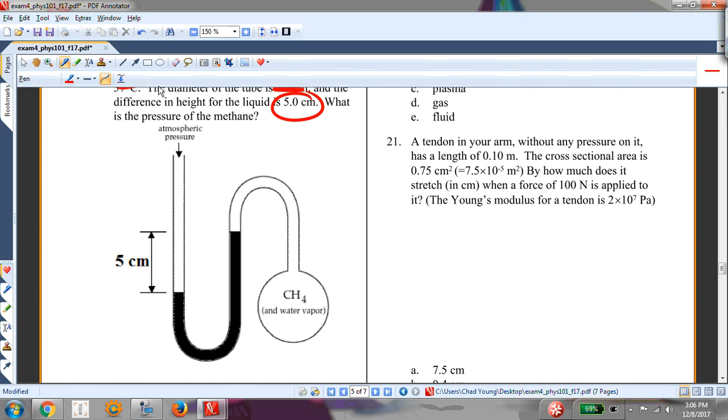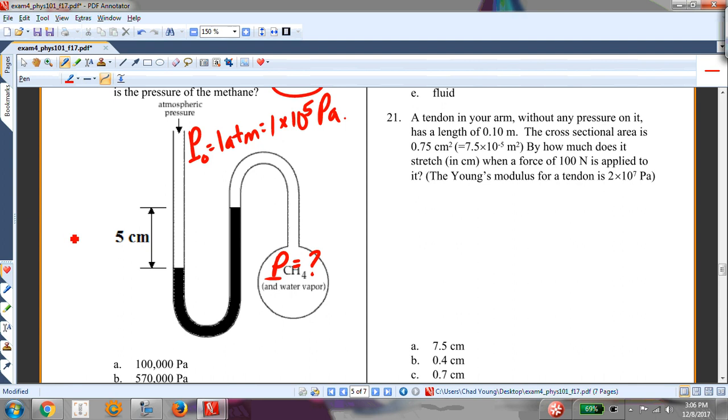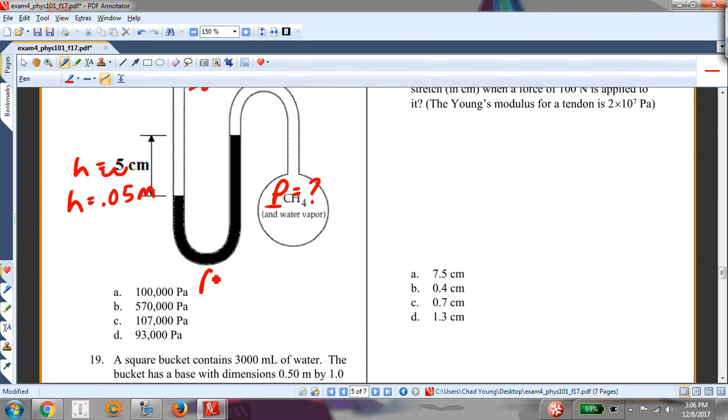So I want to know the pressure of the methane. I want to know what this is equal to. I know that my P naught over here is 1 atmosphere, and that's equal to 1 times 10 to the 5th pascals. And I know that my h is equal to 5 centimeters. Of course, I'll need to convert that to SI units, or 0.05 meters. I'll move that decimal place over 2 places. So my pressure is equal to P naught plus or minus rho g h.